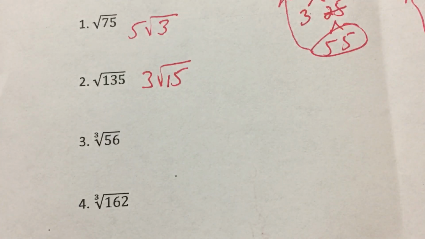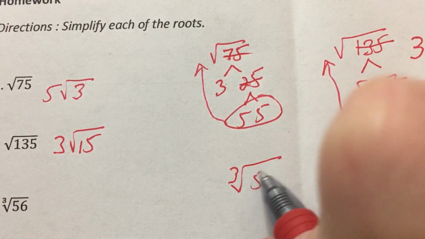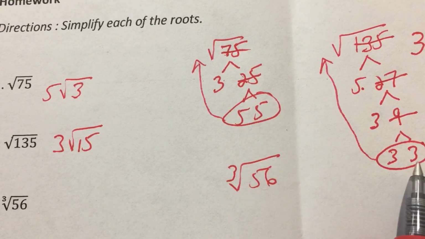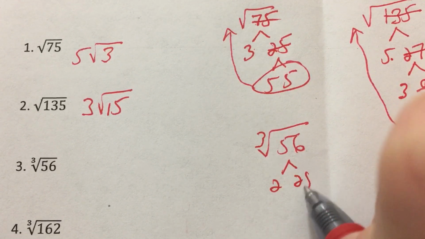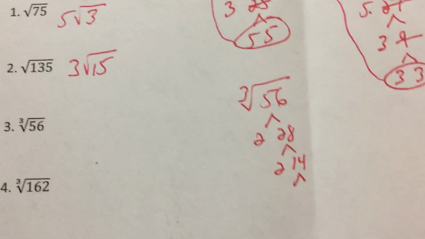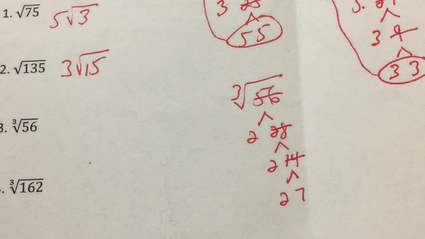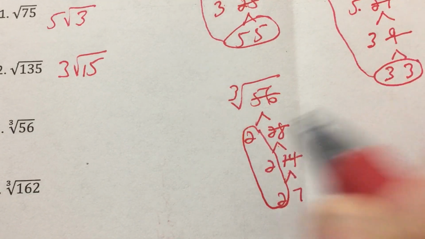How about the cube root of 56? Since I'm under a cube root, I'm actually looking for groups of 3 this time, not groups of 2. And for 56, I think of 2 times 28. 28 is 2 times 14. And 14 is 2 times 7. That's as far as I can go. Did I end up with a group of 3? I sure did. 3 2's.